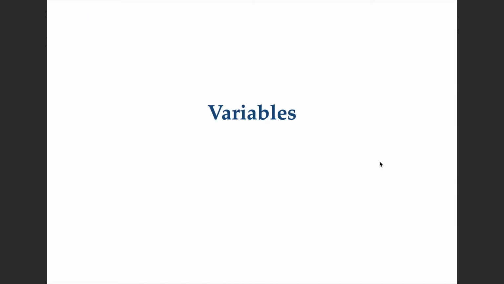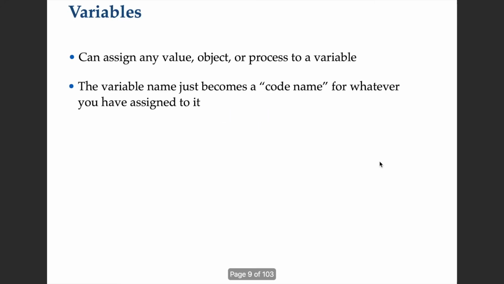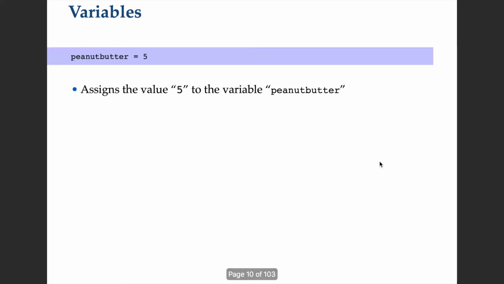Okay, a very important aspect of R, or really any programming language, are what are called variables. And so we're going to spend a bit of time on them. Essentially what a variable is, it's just like a code name for whatever you've assigned to it. So you can assign any value, object, or process to a variable. And again, this variable just becomes a code name for whatever it is that you've assigned to it. So that's kind of abstract. So let's work with an example.